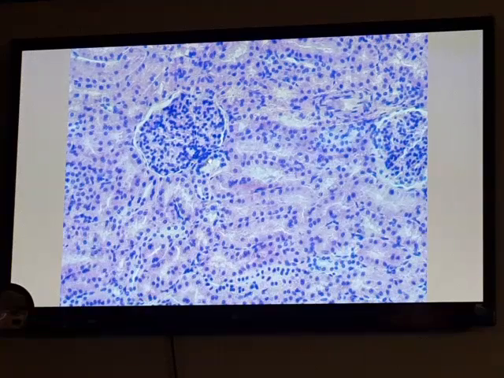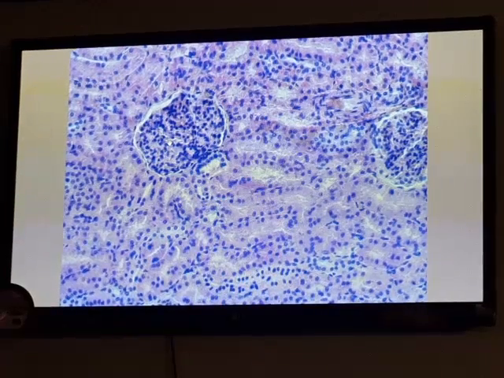This is the macula densa of the distal convoluted tubule. This is the vascular pole of the renal corpuscle. This is the tuft of capillaries, also called the glomerulus, the parietal layer of Bowman's capsule, and the renal space.